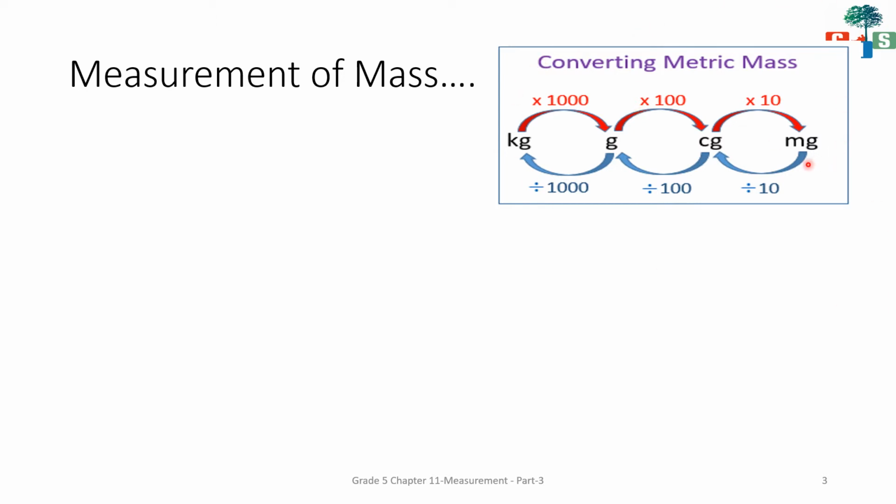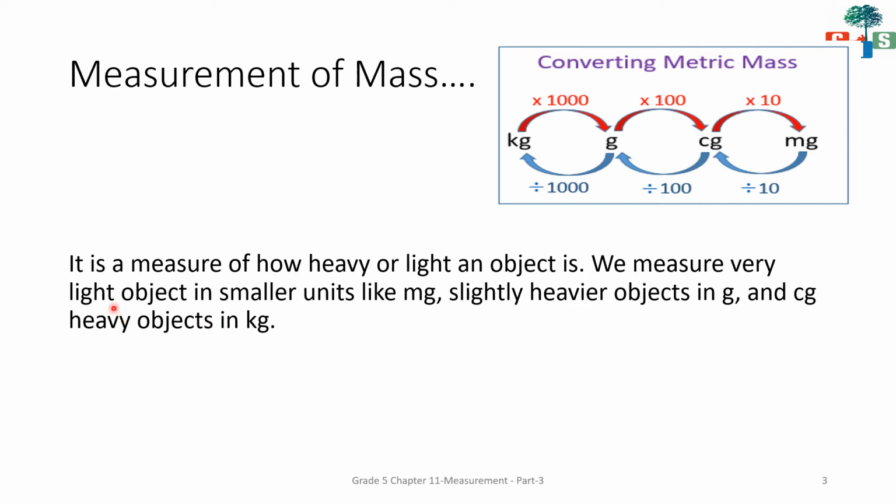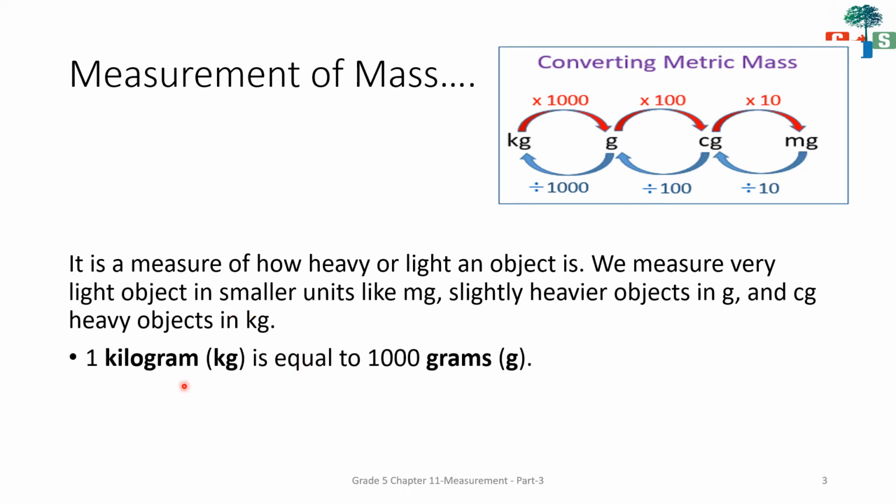Now let's see what measurement of mass is. It is a measure of how heavy or light an object is. We measure very light objects in smaller units like mg, that is milligram, slightly heavier objects in g, that is gram, and cg, that is centigram, and heavy objects in kg, that is kilogram. And 1 kilogram is equal to 1000 grams, that is 1 kg is equal to 1000 g.